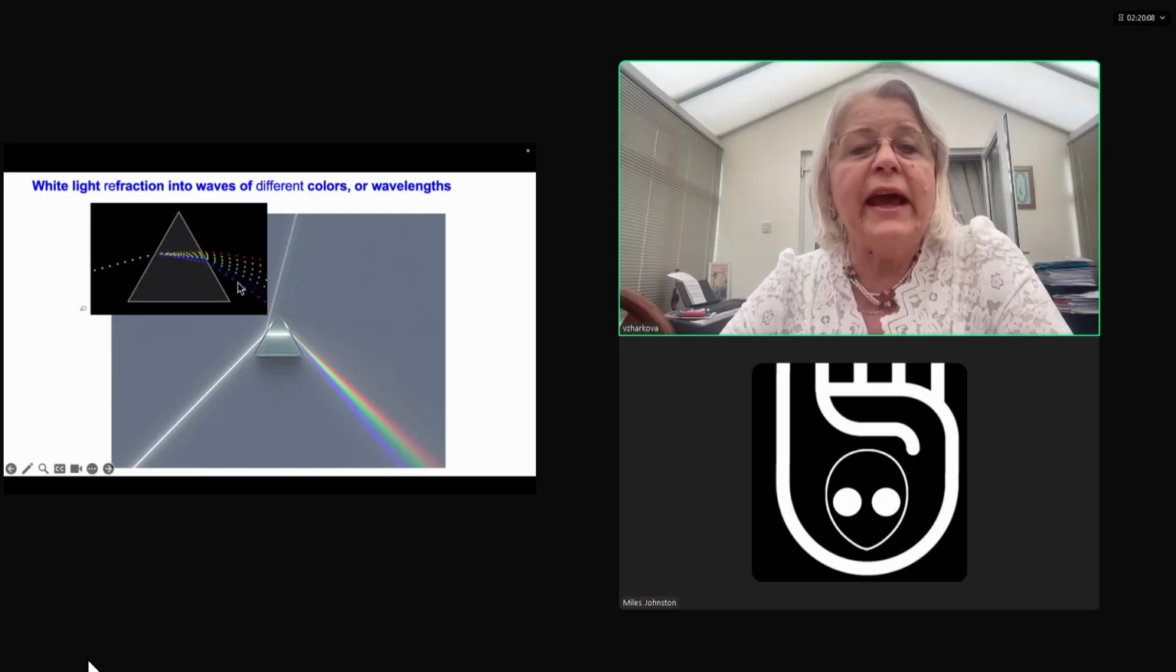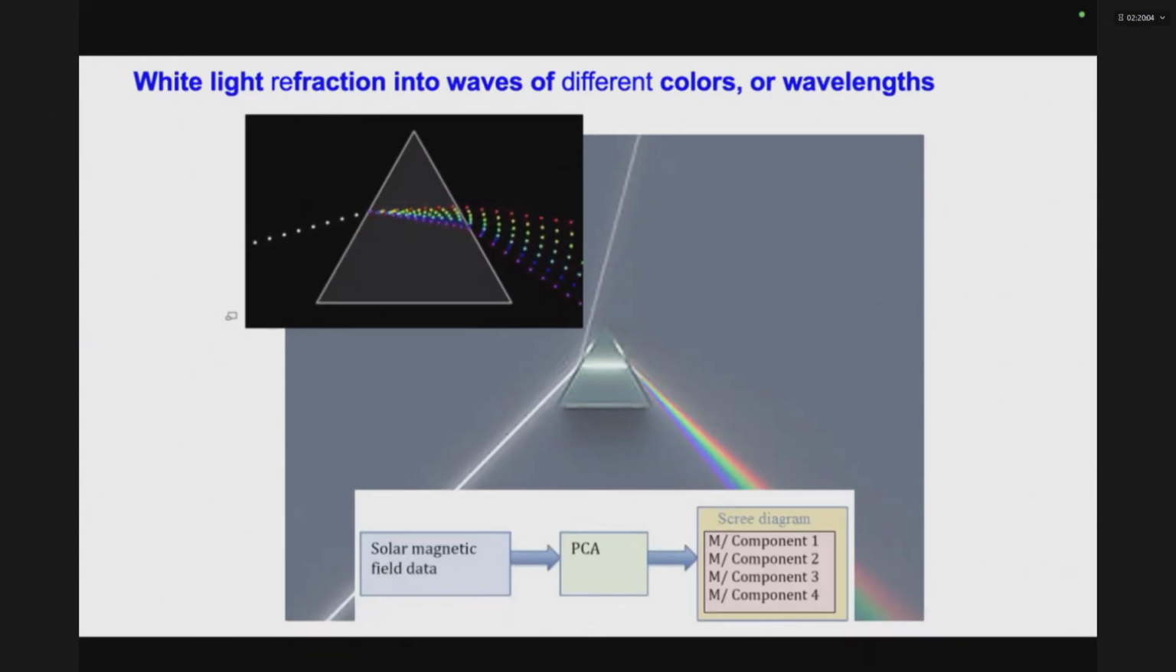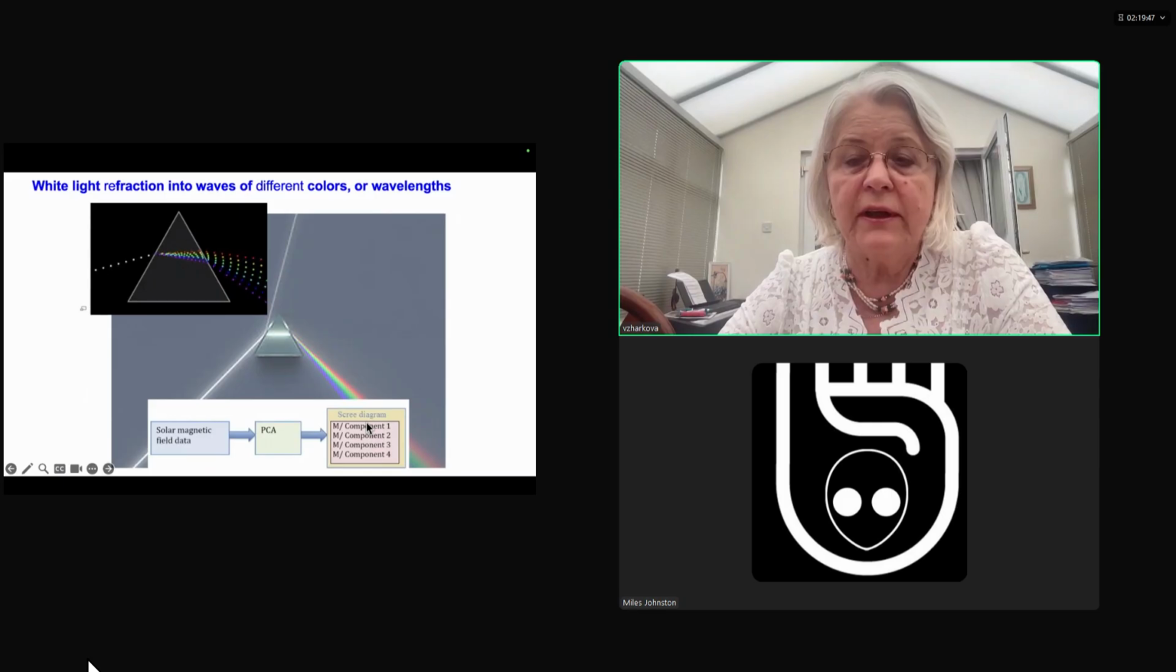So what can act for magnetic field like this prism? It turned out there is a tool which can do it. It's principal component analysis, which allows you to find the eigenvalues and eigenvectors in the data produced, and detect all the components which contribute to this magnetic field.